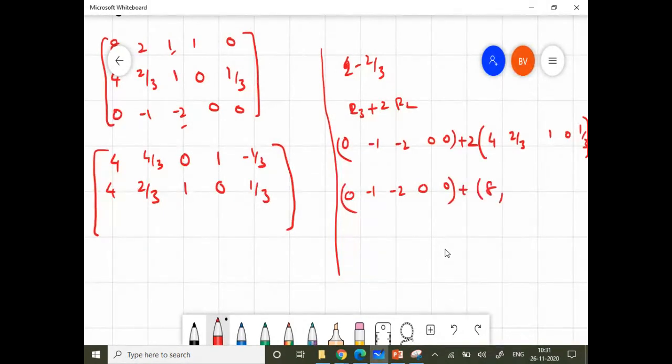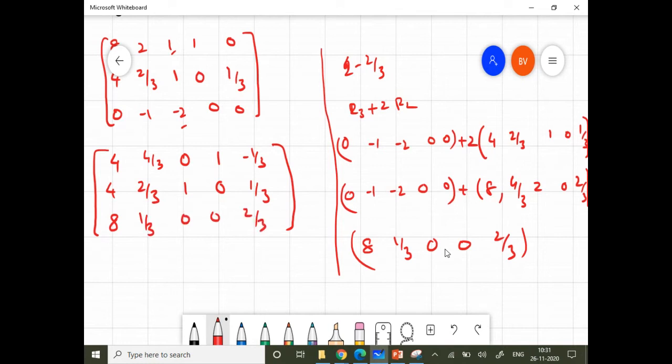Multiply 2 inside. It's 8, 4 over 3, 2, 0, 2 over 3. Term by term addition will give you 8. Minus 1 plus 4 over 3 will be minus 3 plus 4, 1 over 3. Minus 2 plus 2 will make it 0. 0 plus 0 will be 0. 0 plus 2 by 3 will be 2 by 3. This is our third row. So 8, 1 over 3, 0, 0, 2 over 3.